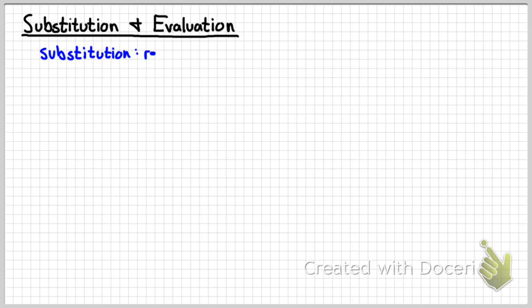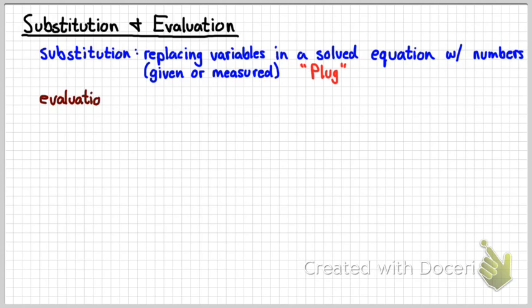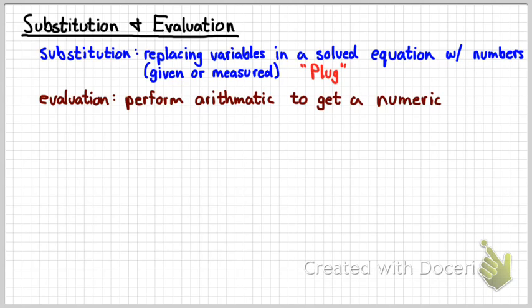So substitution means to replace the variables that are in a solved equation with numbers that you're either given in a problem or that you measure in a lab. So I kind of shorthand say plug. Evaluation means you take those numbers in the equation, perform the arithmetic necessary to get a numerical answer. In my shorthand, I call this chug. So this whole process is plug and chug. Should be fairly straightforward and easy.